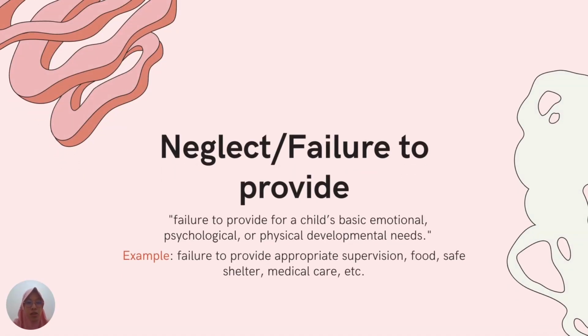And then the next one is neglect, or failure to provide. Neglect is defined as failure to provide for a child's basic emotional, psychological, or physical developmental needs. Examples of neglect can be failure to provide appropriate supervision, and failure to provide food or nutrition, safe shelter, safe environment, medical care, and so on.